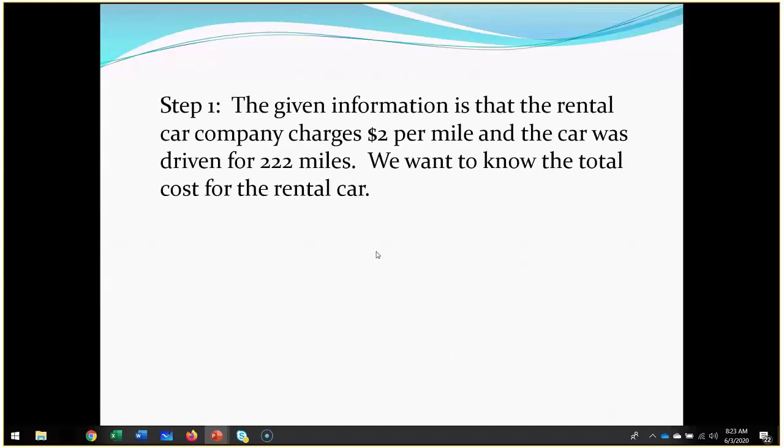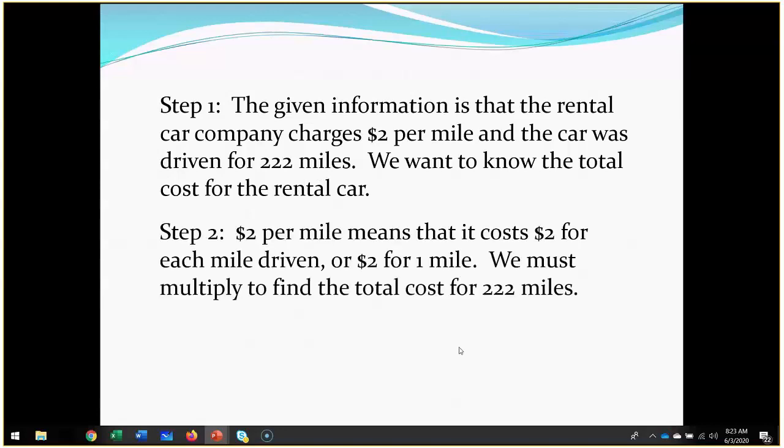And then for the second part here, if they charge $2 per mile, that's $2 for each mile, for one. But he drove it for 222 miles. So to find the total cost, that means we're going to multiply. $2 for one times 222 miles that he drove is $444 total.